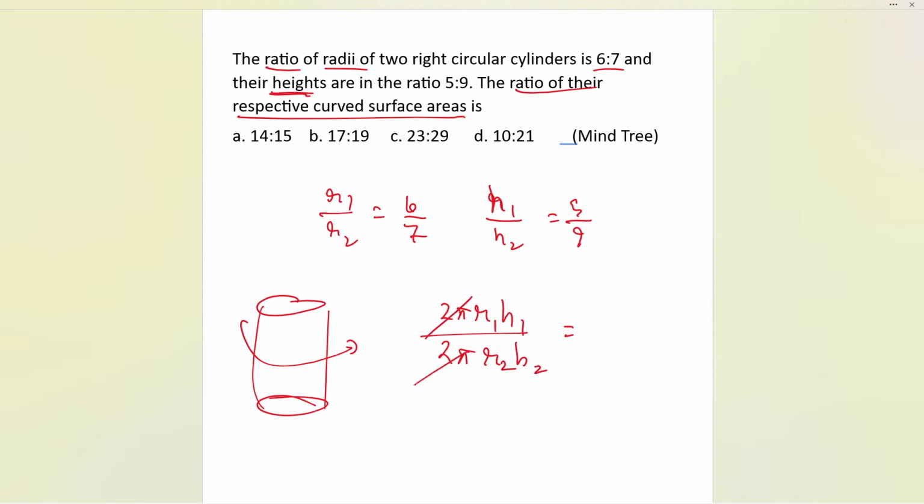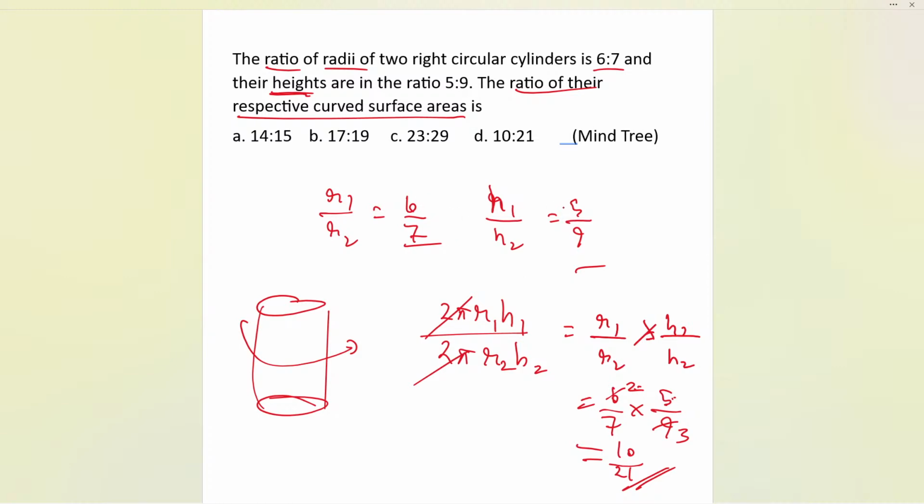Now 2 pi cancelled, it will be R1 upon R2 multiplied by H1 upon H2. Now this is 6/7 times 5/9. So 3 times 2, 3 times 3, and 2 times 5 is 10, so we are getting 10/21. When you solve, you don't have to draw this diagram or write all this, just calculate directly in one line like this. I've shown you just.